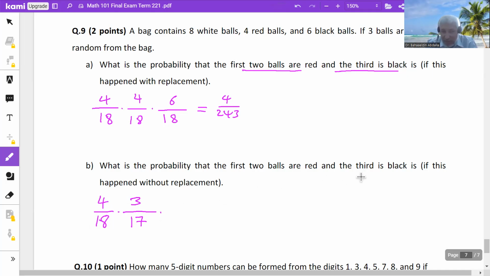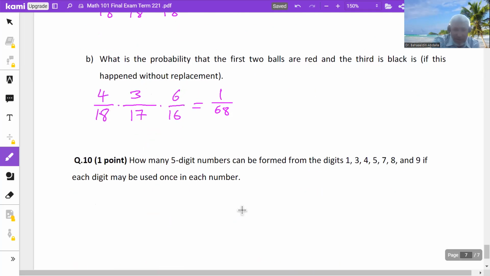Times the third ball. I need it to be black. I have 6 black. I didn't take any one of them, and I have 16 balls in the bag because I took 2 before that. If you multiply these numbers, you will find that the answer is 1 over 68.